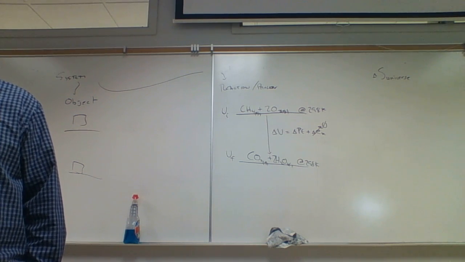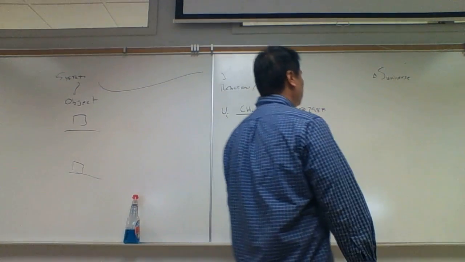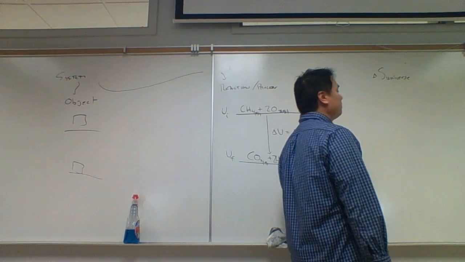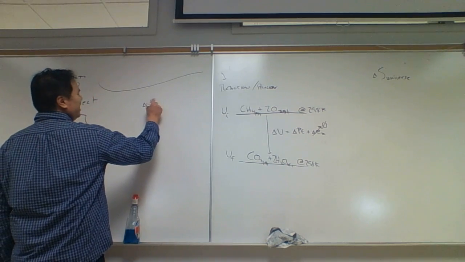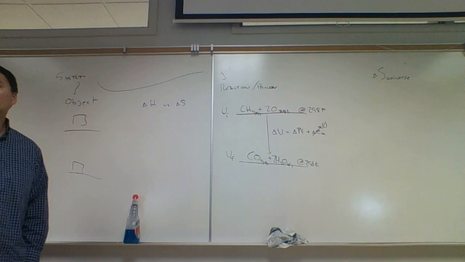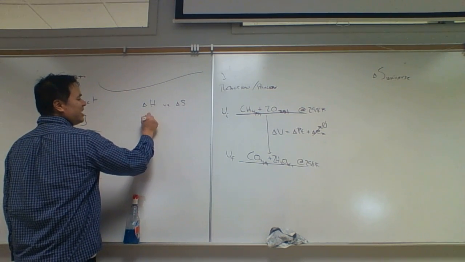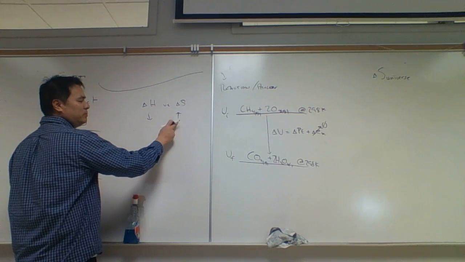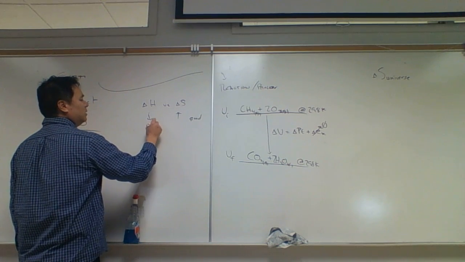Did I already write this on the board? We're looking at delta H versus delta S. Sometimes they work together. When delta H is exothermic, energy goes down and entropy goes up. Minimize energy, maximize entropy, this is good. So here we have good and good.